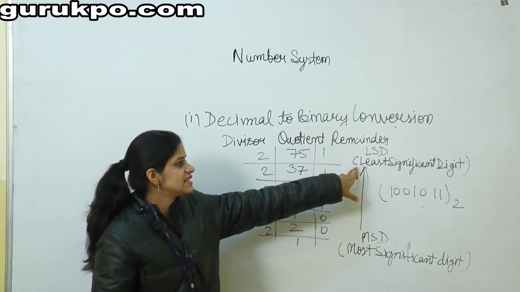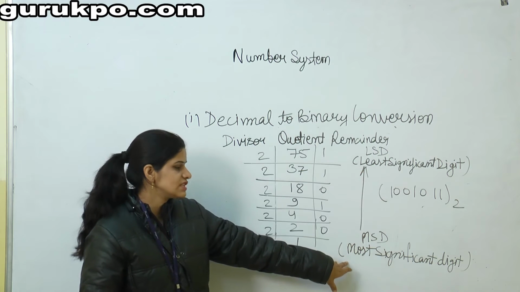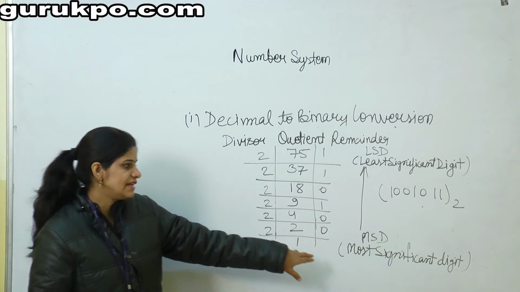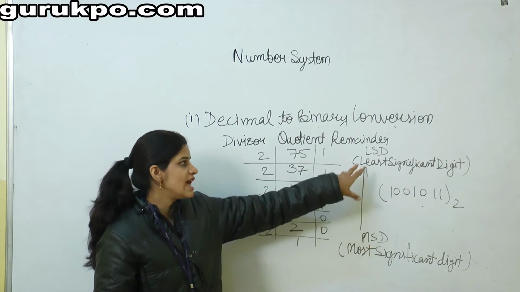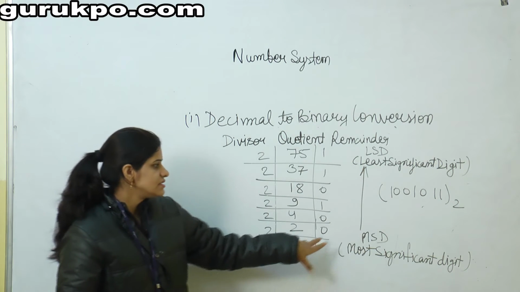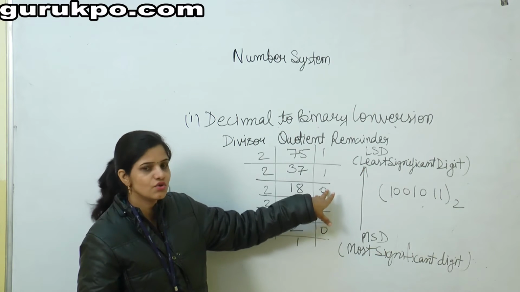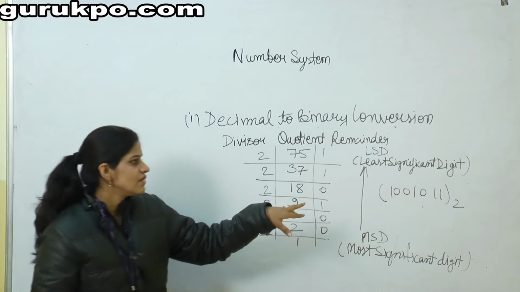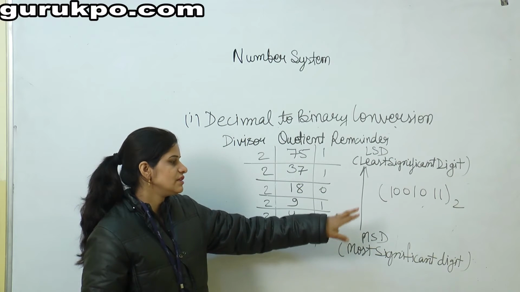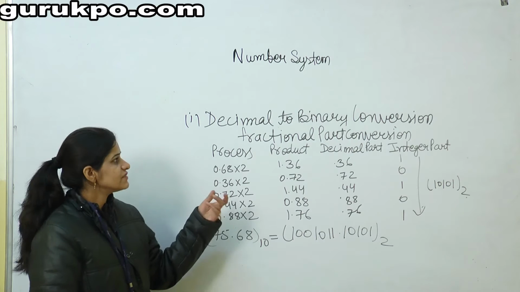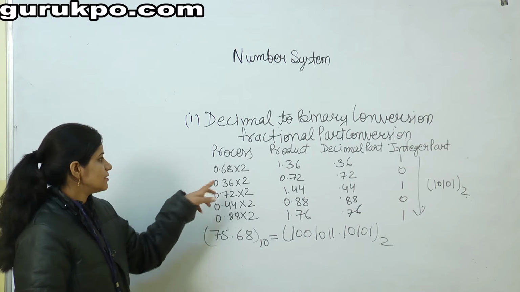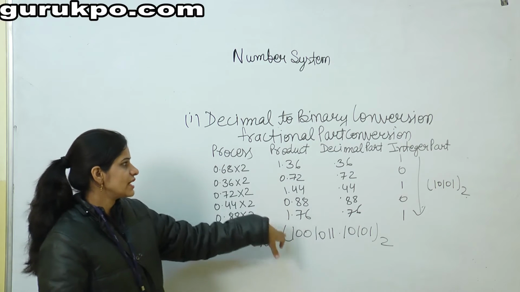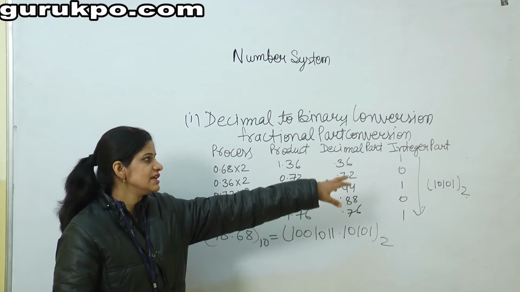This is the least significant digit and this is the most significant digit, and the answer is written from MSD to LSD, that is 1 0 0 1 0 1 1. So the binary form of 75 is 1001011. Now fractional part conversion. 0.68 is the fractional part. In this process we have the product, the decimal part, and the integer part.